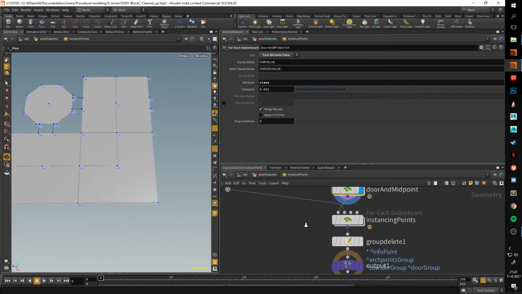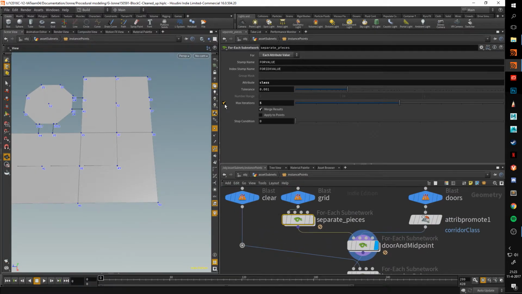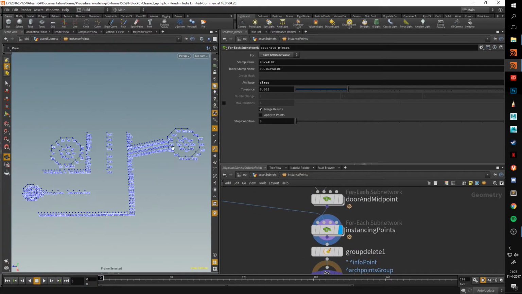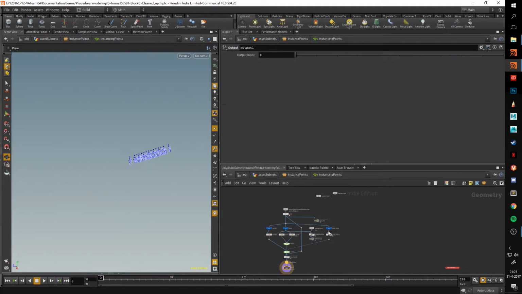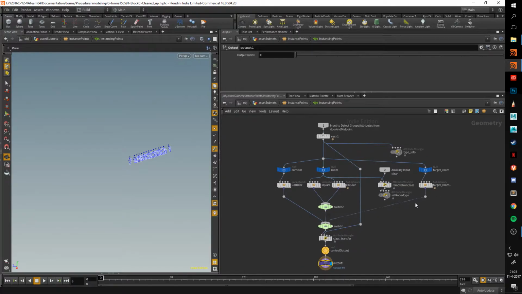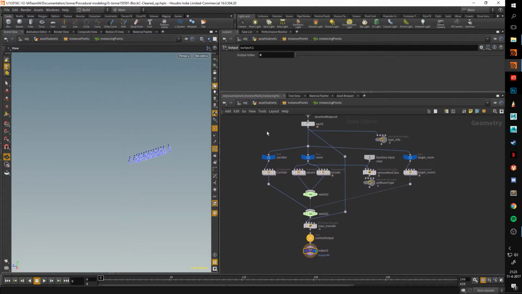Now after this comes the instance system. So let's first turn this off, there we go. So this is the part where the instance points get made. If I dive in here, you can see that it's made out of four subnets and some stuff around it.